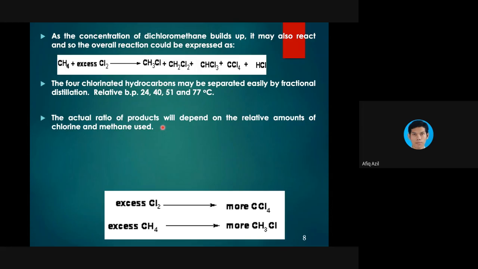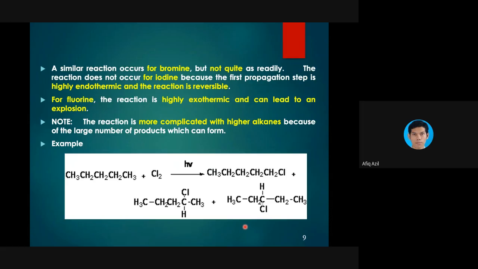So the actual ratio of products will depend on the relative amounts of chlorine and methane used. So with excess chlorine, you're going to end up with more CCl4, but if more of the alkane is used, which is the CH4, you are going to get just one substitution, which is the CH3Cl. So this halogenation substitution for alkane can also occur for bromine, but not quite as readily compared to chlorine.